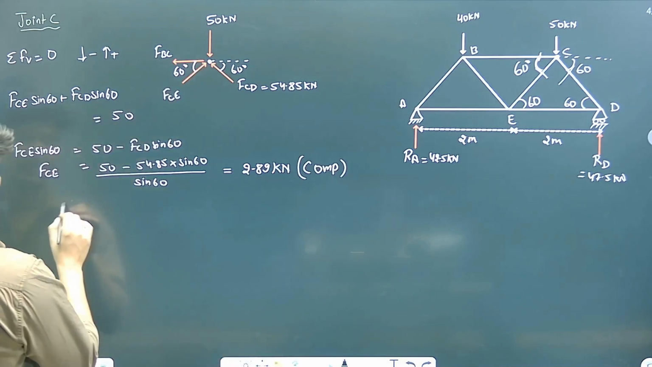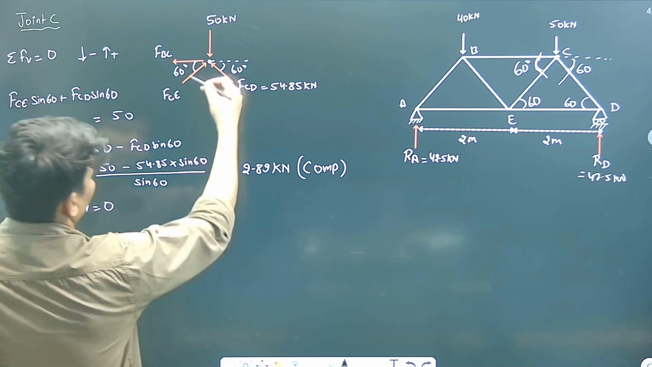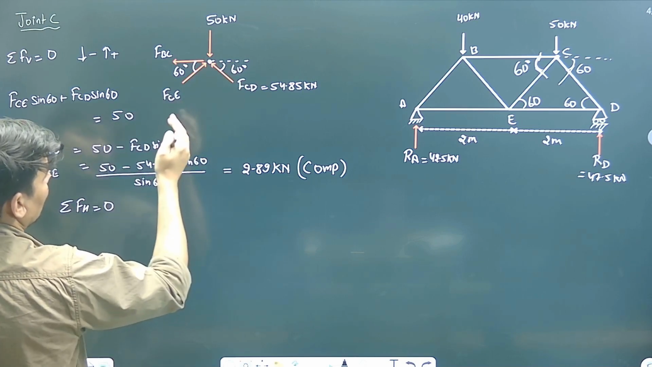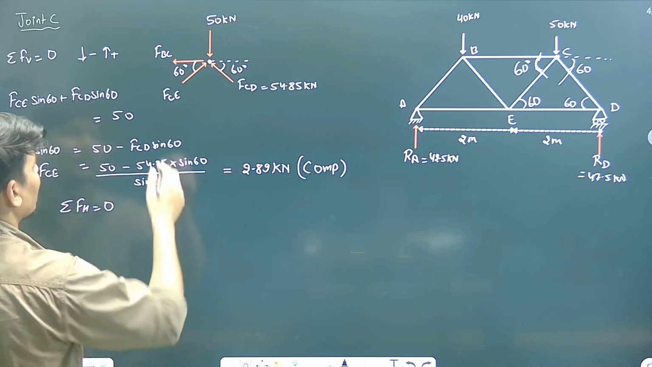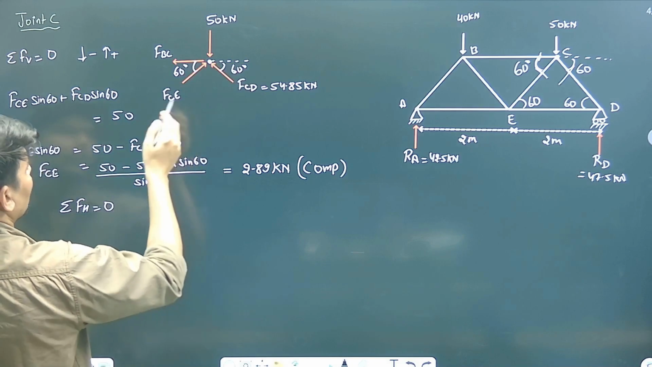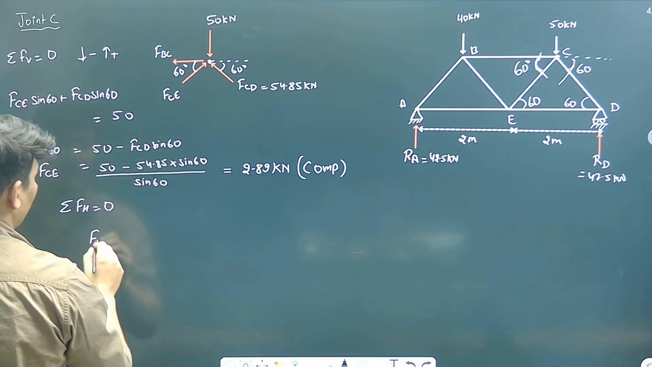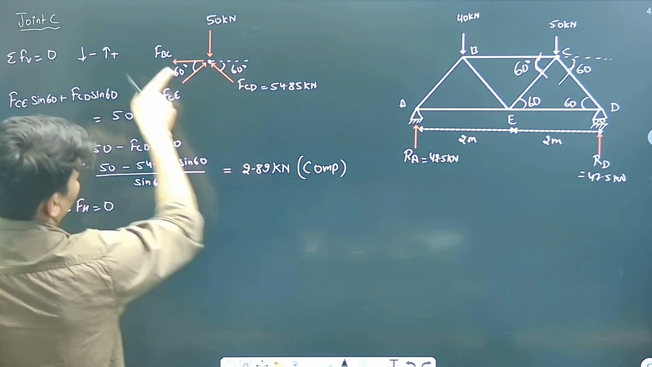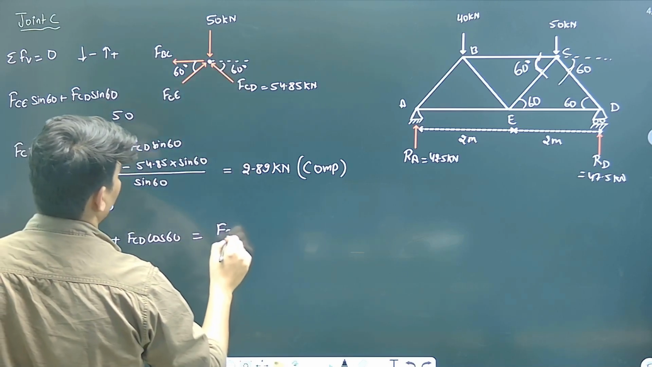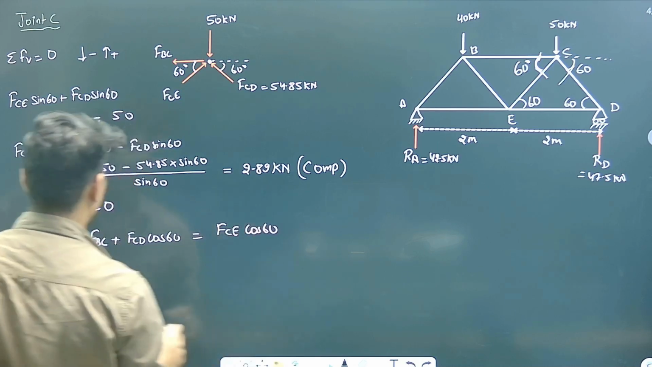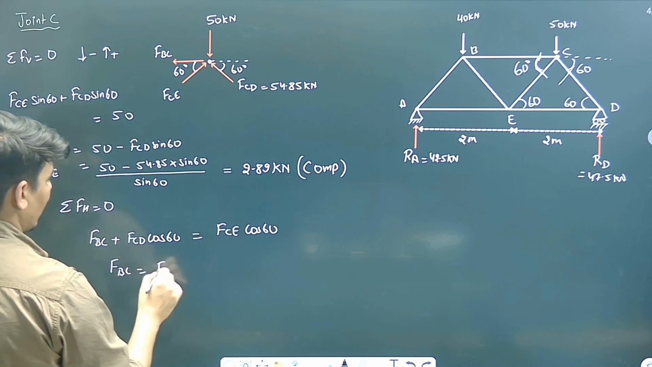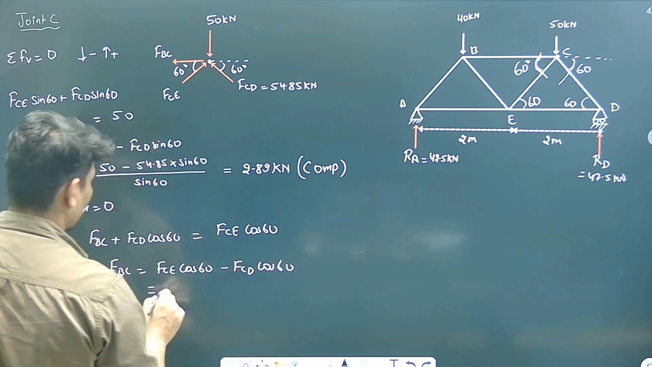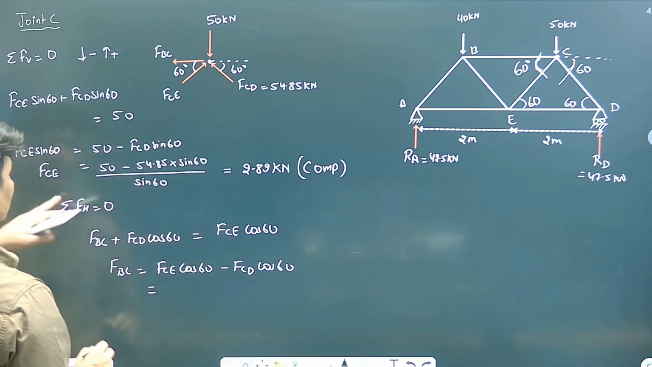Now resolving horizontally, summation of all the forces in the horizontal direction. Suppose left hand side forces are positive, right hand side are negative, so you can equate the forces on both sides. So from the left hand side, how many forces are there? F of BC plus F of CD cos 60, right? The horizontal component in the opposite direction, okay. F of CE cos 60, right? Solve this. F of BC is equal to F of CE cos 60 minus F of CD cos 60. F of CE we already calculated. Force in CE member, that is 2.89.